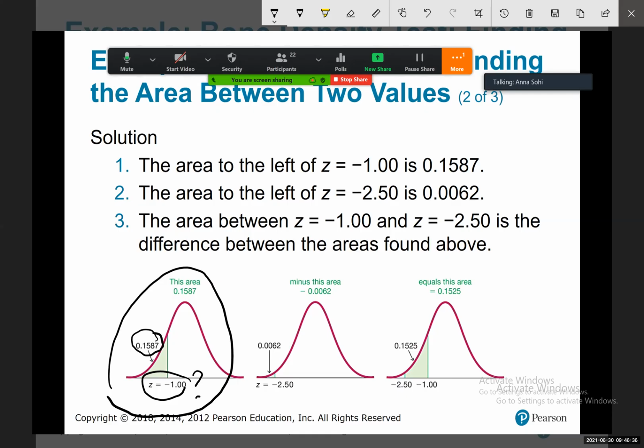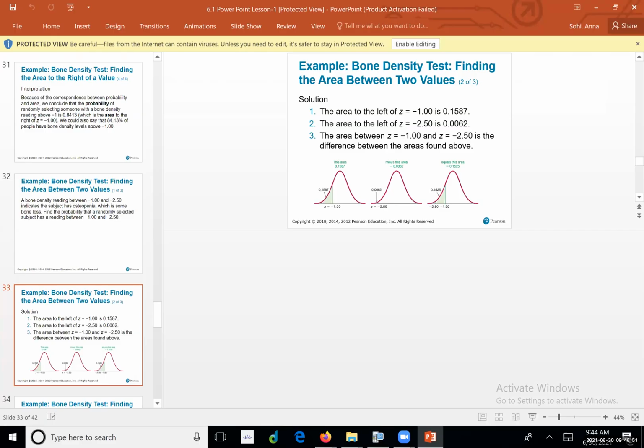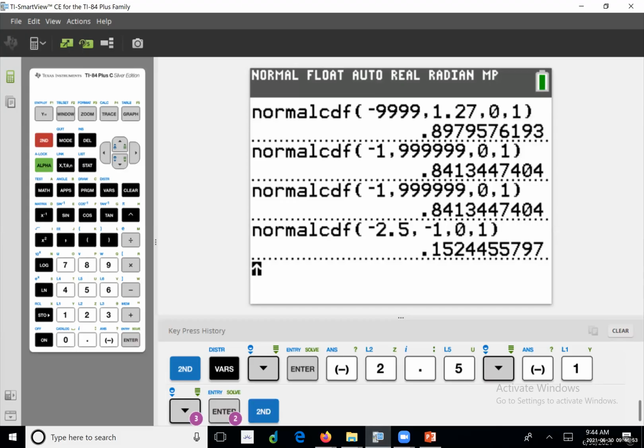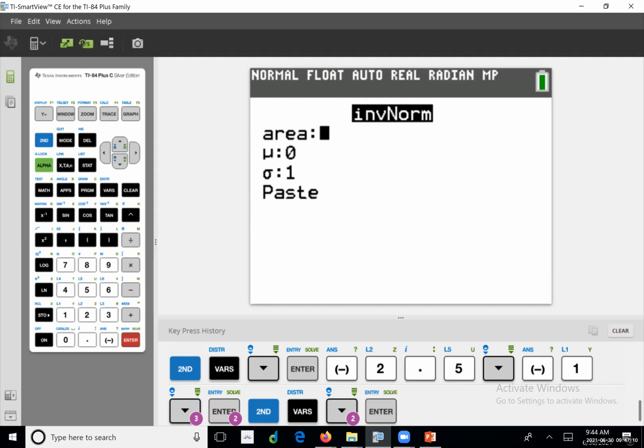The calculator command for that is on the calculator. Let me show you first. So you go to the calculator. On the second distribution, do you see inverse norm? Normal CDF was what we used. Now if you have the probability and you want to find the z-score, or you want to find the x, you use inverse norm. You put the area, it's always area of lower.